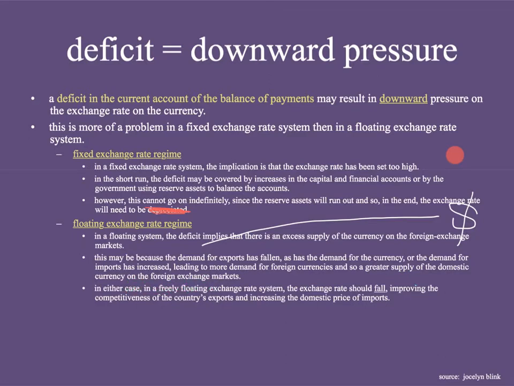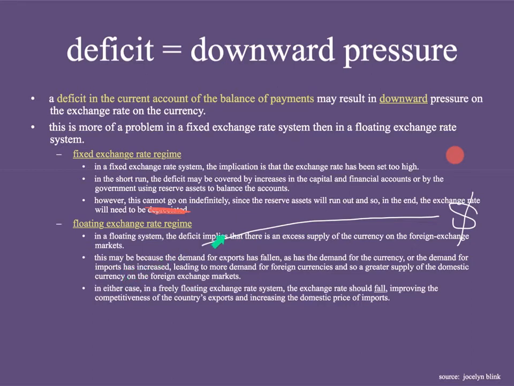What does that mean? Well, if you think back to the exchange rate chapter, one reason why dollars would be supplied to the market is if people wanted to buy euros. So if people are wanting to buy euros, there's going to be dollars put out onto the exchange rate market, and so there's going to be a surplus out there. That deficit means that there are more dollars being supplied to the markets than there are dollars being demanded. As a result, there could be a greater supply of the domestic currency in the foreign exchange market. Or it could simply mean that the demand for imports has increased.